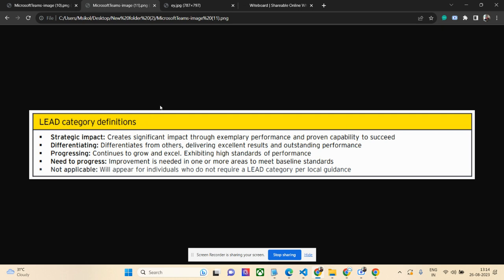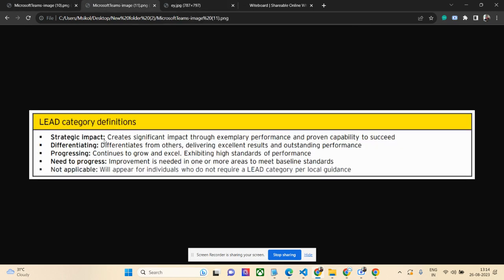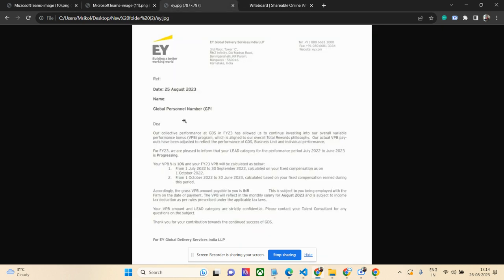Coming to the variable pay, this is a new variable pay letter that you can see, which is shared with all employees. Now this variable pay is not at all related to these ratings. Usually in Accenture, Cognizant, and all other organizations apart from Wipro, this variable pay is linked with your rating. But here in EY, even in Wipro, it was not related to the rating.